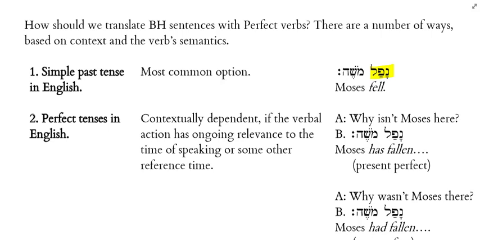But we're told in Ross, secondly, that we could use English's perfect tenses to translate a Qal perfect verb in Hebrew. And this is going to be contextually dependent. That is, if the verbal action that the Qal perfect represents has some ongoing relevance to the time of speaking or to some other reference time, we could use one of the English perfect tenses.